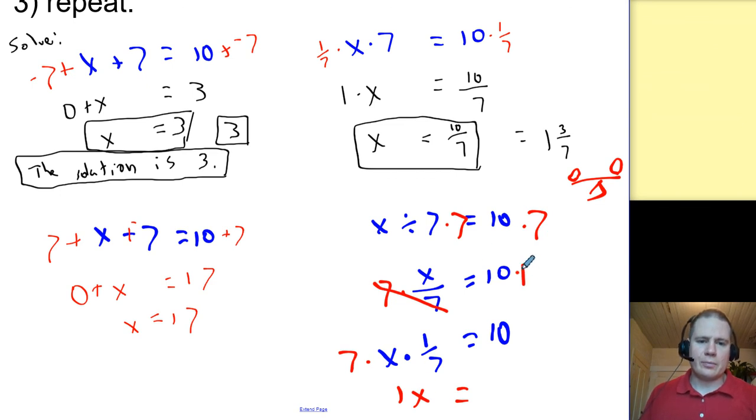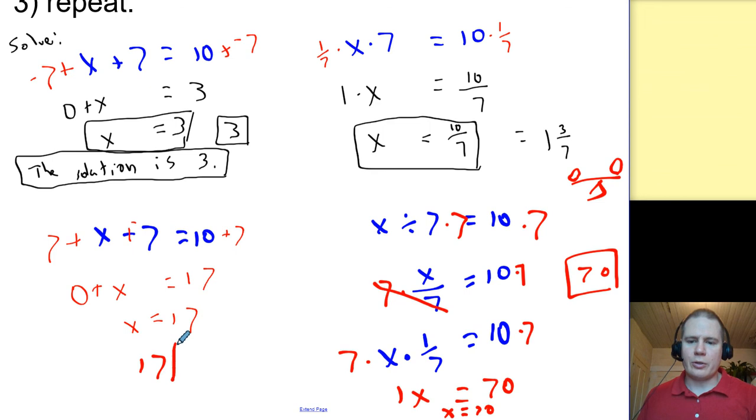10 times 7 is 70. 1 times x is x. So x is equal to 70. So I would say the solution is 70 over here. 70 divided by 7 is equal to 10. That's true. The solution over here is 17. 17 minus 7 is equal to 10. That's true.